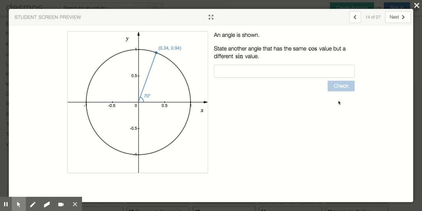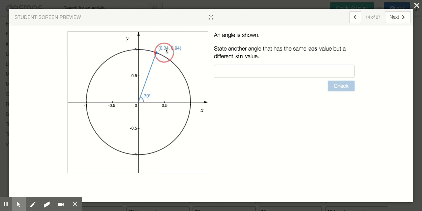All right, here's the last one for this type of problem. An angle is shown, 70 degrees. State another angle that has the same cosine, but a different sine value. So the cosine here is going to be the same, but our sine is going to be different.